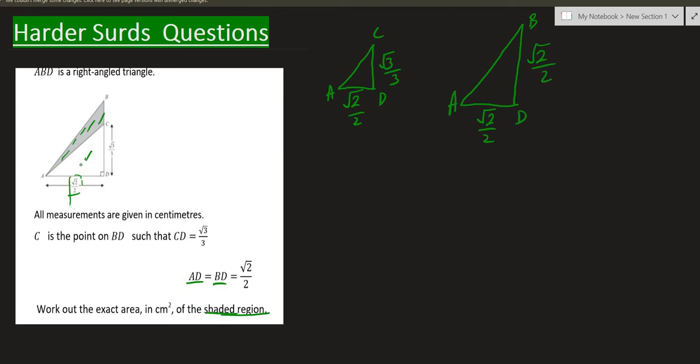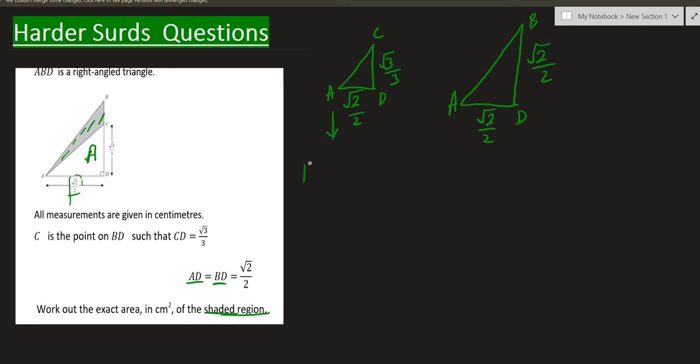Now it's simple. I'm going to find the area of this smaller triangle, then find the area of the bigger triangle, which is over here. Then I'm going to take one away from the other, and I'm going to get the shaded region. To find the area of this shape, I'm going to do this one first.